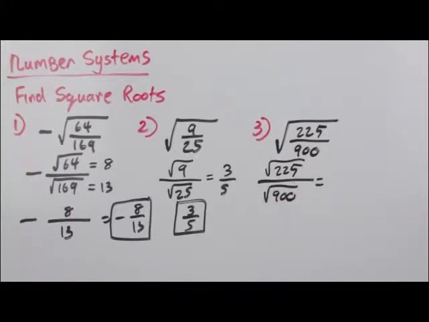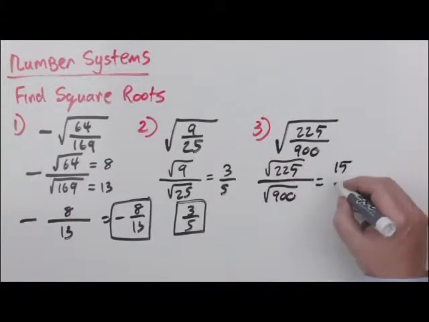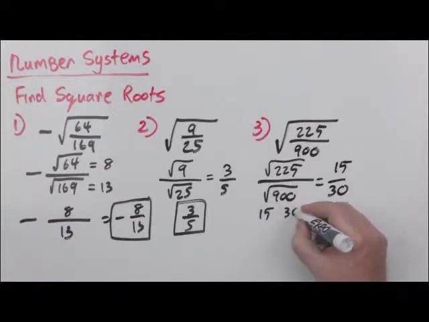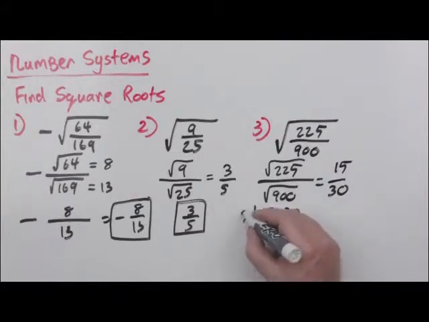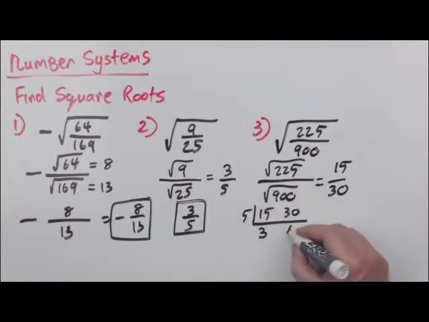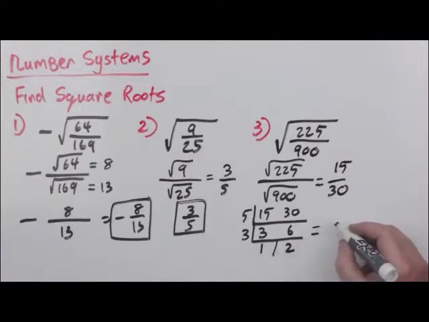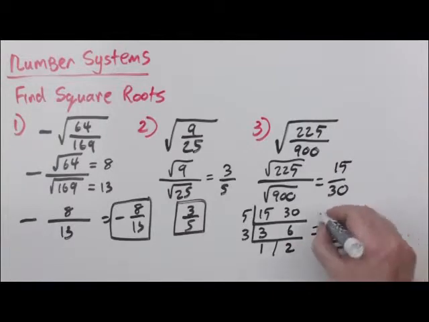Okay, let's see, square root of 225 over the square root of 900. Square root of 225 is what? That's 15, and the square root of 900 is 30, because it's 30 times 30, or 3 times 3 is 9. But that can be simplified, so I write it horizontally. What divides into that? I know 5 divides into it, so let's try 5. And that's 3 and 6. I know 3 divides into these two, so I can divide again. That's 1 and 2. So that answer is 1/2. Great.